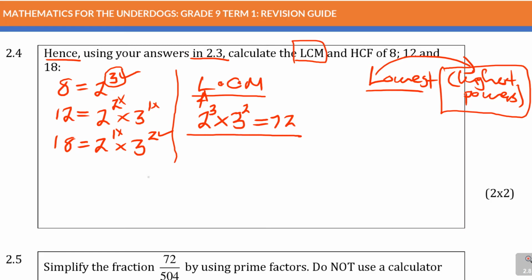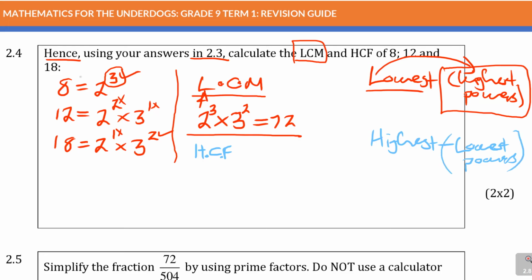Then the next one is to find the highest common factor, HCF. Now with the highest common factor, you do a little bit different. Remember, highest, now I'll write it. You do the opposite. Highest means go and look for the lowest powers. You see the opposite on these numbers. So when they say highest, you look for the lowest powers.